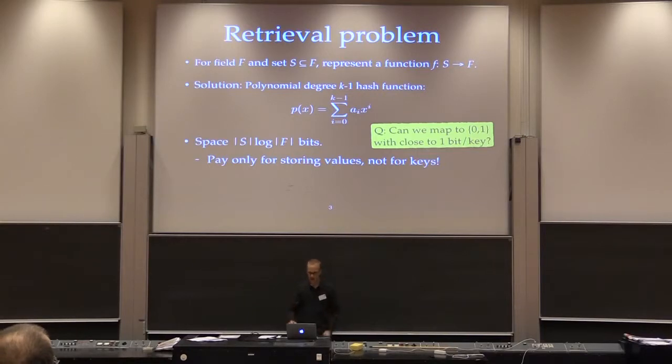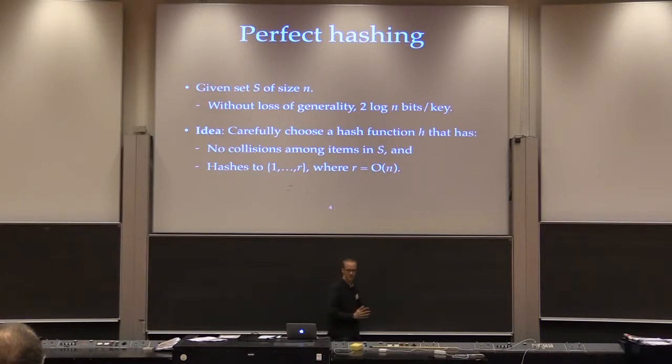The classical way in which people approach this is using perfect hashing. So we have this set, let's call the size n, and we can assume that we already mapped down, so each key is some constant times log n bits. And now we'd like to carefully choose a hash function that has no collisions among items in S, but also has a relatively small range. Let's call the range size R, where we are going to assume or aim for linear in n.